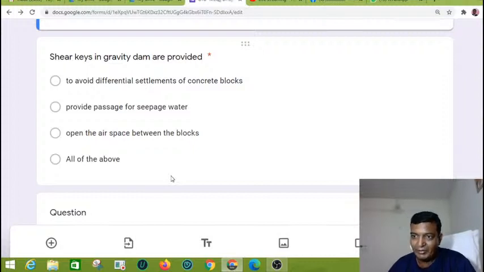All objectives are not designed to have an answer of all of the above. Think critically. Try to think what is the function of shear key. Shear key holds the blocks together, and due to that we may avoid the differential settlements of the concrete block. So here the answer will be A.